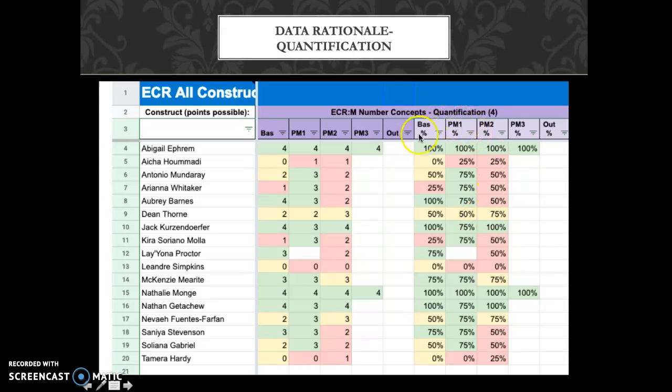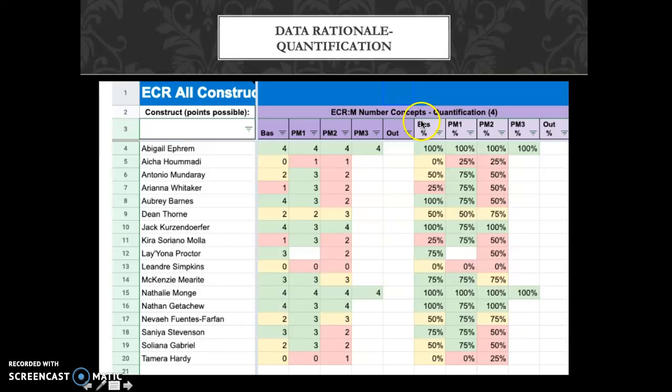So here is the justification behind why I chose to focus on quantification. This is number concepts, and quantification is something I teach. I teach preschool, 4-year-olds, and quantification is counting: how many bears do you see? 1, 2, 3, 4, for them to count objects. There were 4 questions on the exam.